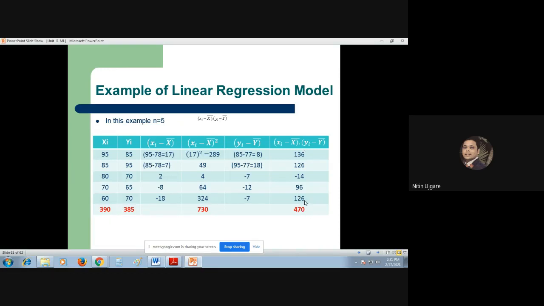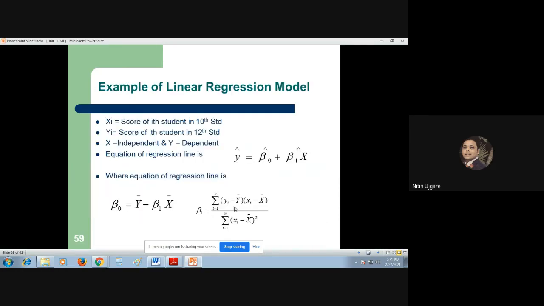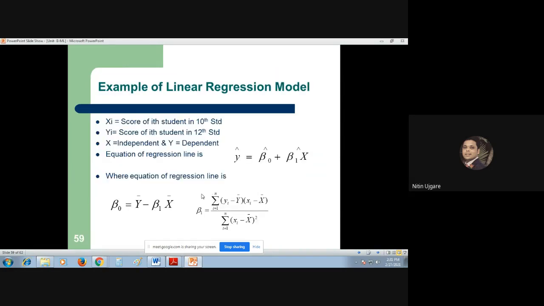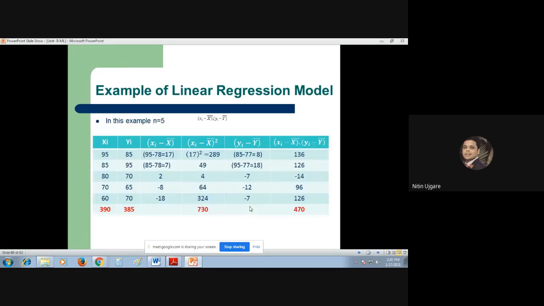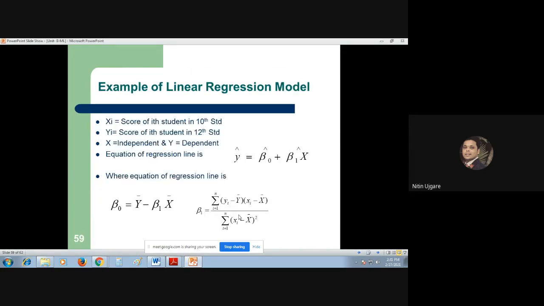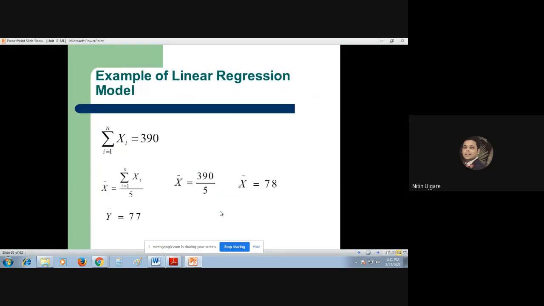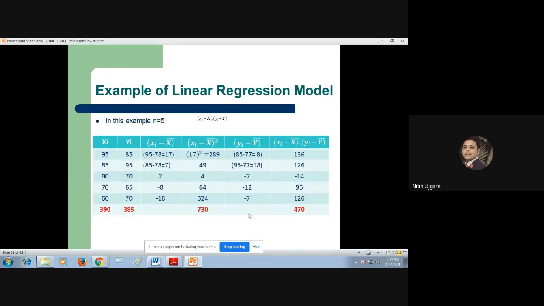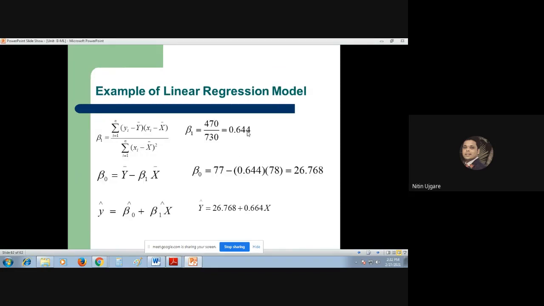Once you prepare this table, you can compute beta 1. How? I'm just going to put these values 470 and 730 into this equation. Beta 1 is equal to the term I have found: summation of (yi minus y bar) into (xi minus x bar), i equals 1 to n. इसकी वैल्यू क्या आ गई है? 470. So 470 divided by, xi minus x bar squared का वैल्यू क्या निकाला है हमने? 730. So 470 divided by 730 gives me beta 1 as 0.644.